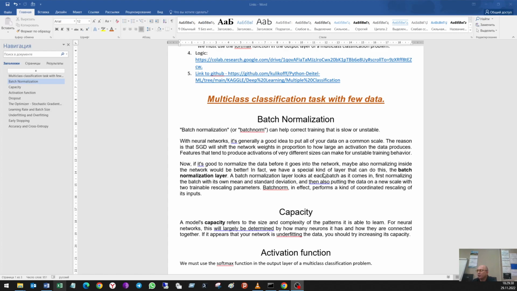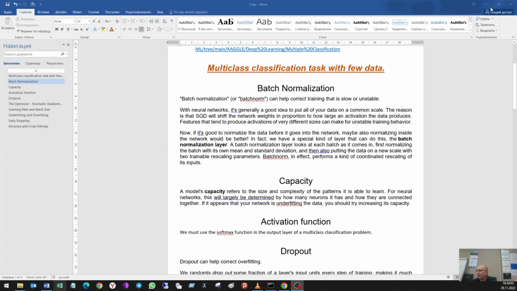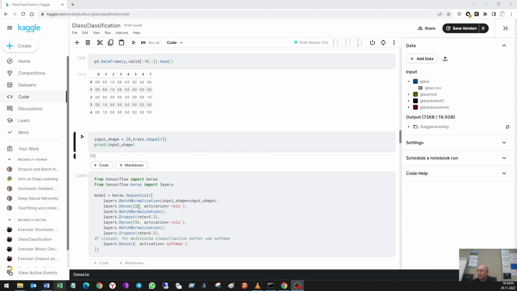The batch normalization layer. A batch normalization layer looks at each batch as it comes in, first normalizing the batch with its own mean and standard deviation, then also putting the data on a new scale with two trainable rescaling parameters. Batchnorm in effect performs a kind of coordinated rescaling of its inputs. Okay, fine. Then I put the capacity here.